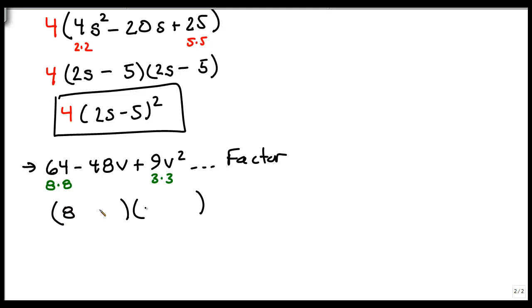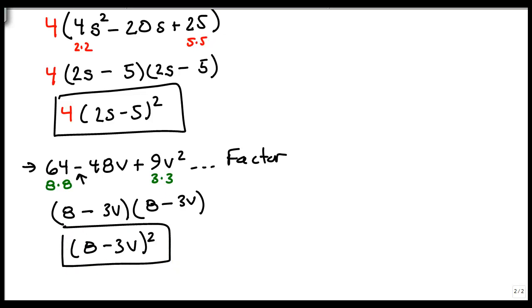So 8 would be in my front positions, 3v would be in my back positions. My 3v has to be positive, so you just have to be both plus or both minus, but I know that they both need to be minus because of our negative sign here. So let's check our work. 8 times 8 is 64. Negative 24v minus 24v is a negative 48v. Negative 3v times negative 3v is positive 9v squared. So this would factor perfectly as 8 minus 3v quantity squared.